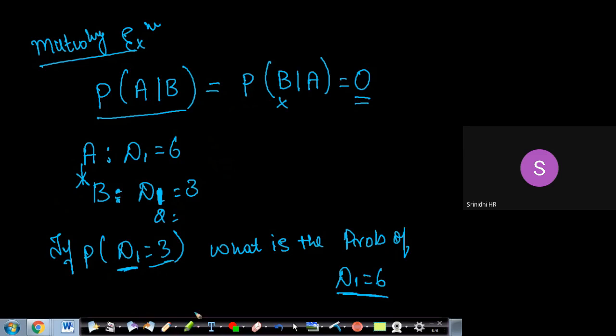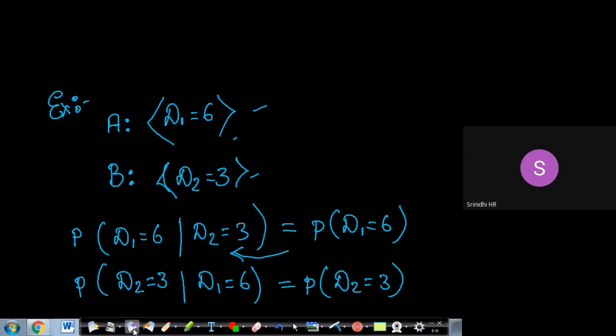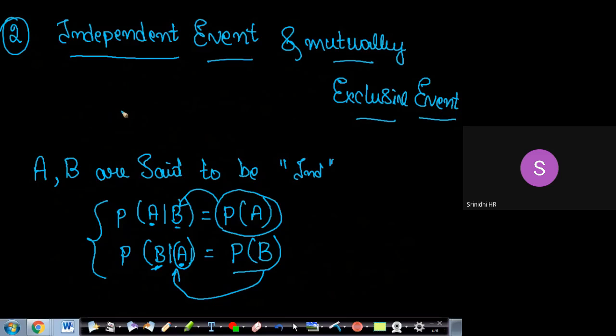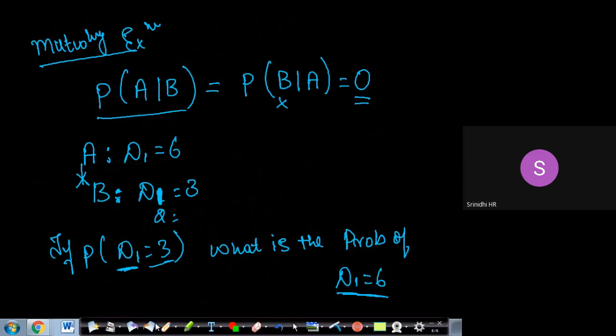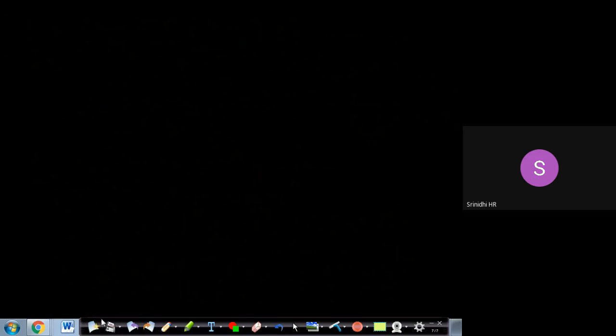So this is one of the fundamentals which we need to know. Did you guys understand what an independent event and a mutually exclusive event are? Yes, sir. Can we go further? Yes, sir. Okay, now we'll come to Bayes theorem.